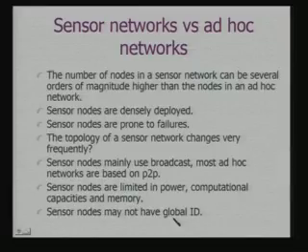Sensor nodes may not also have a global ID. Just like say a computer, if it is connected on the internet, connected through IP, will typically have an IP address. Now, a sensor node may not have an IP address. So, it may not have a global ID.